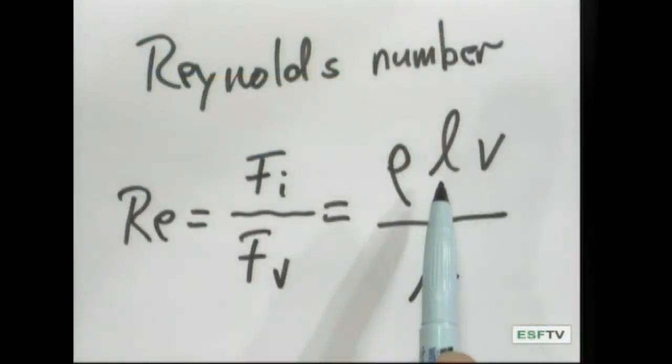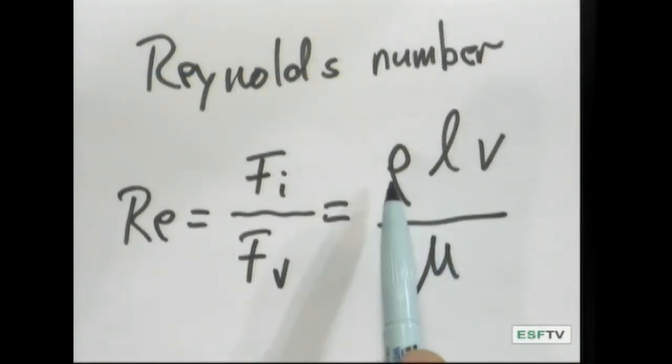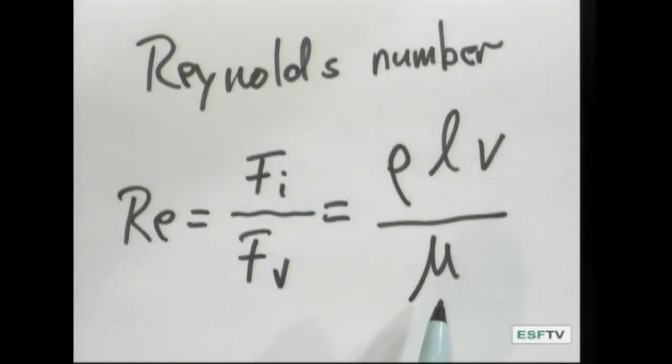And this says a couple of things about the behavior of the Reynolds number. First of all, Reynolds number is more or less directly proportional to velocity. It's also directly proportional to length, and it's also directly proportional to the density. It's inversely proportional to the viscosity, however. So the larger the viscosity, the smaller the Reynolds number will be.